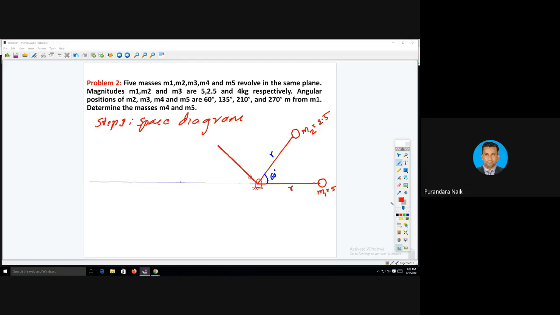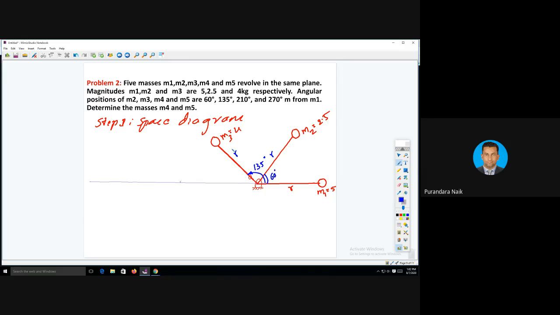Draw a line or a circle indicating the mass. M3 is equal to 4 kg, and the corresponding angle is 135 degrees. See, this is 135 degrees, and the corresponding radius is r.